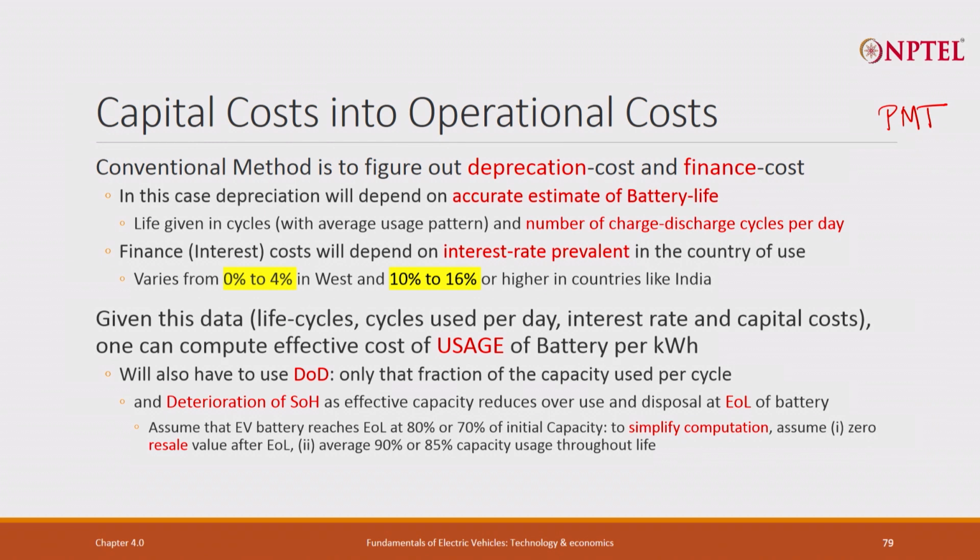And we assume an average of about 90% or 85% capacity usage throughout life. You do not necessarily empty the battery every time you charge and then start using it. When the battery is coming towards the end, you will like to charge it. So, on average we will assume that 85 to 90% is what you are going to use. Sometimes you may discharge it till 95%, sometimes you will fill it up at 80%. So, that also we will take into account.